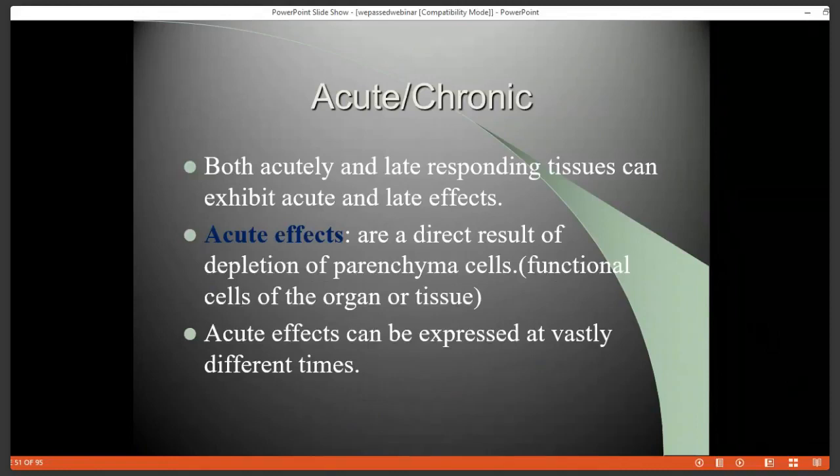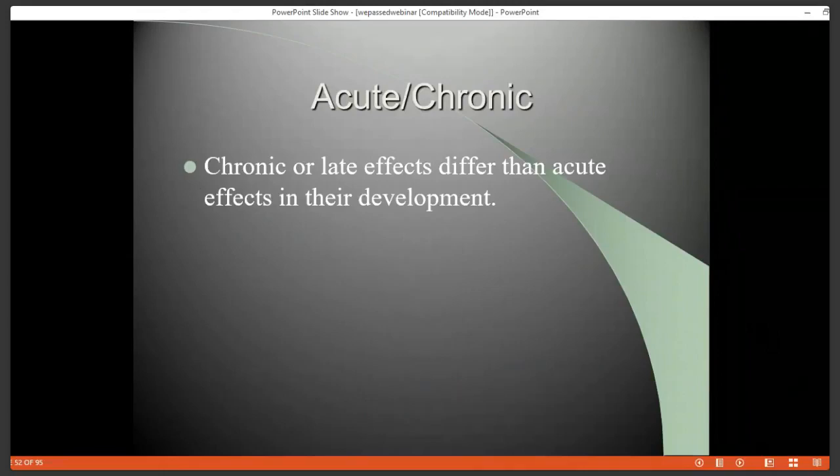Now, when they're expressed, are going to vary drastically with time based on how quickly the tissues turn over. Again, the thing to remember is that most of these responses are seen during mitosis and meiosis, so we have to wait for those things to happen, right? So there's going to be widely varying time frames as to when we see acute effects.